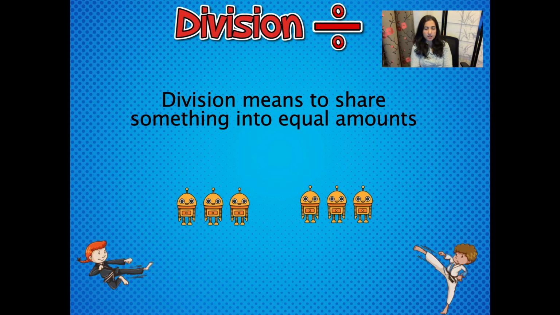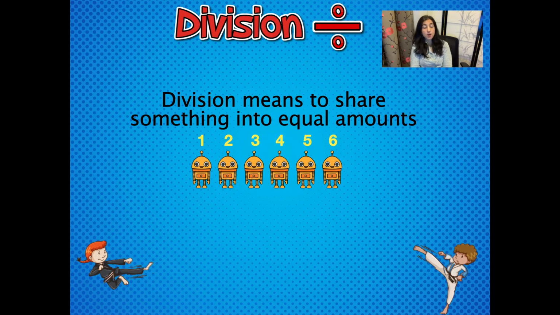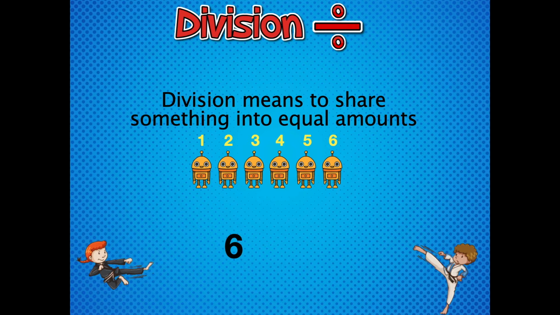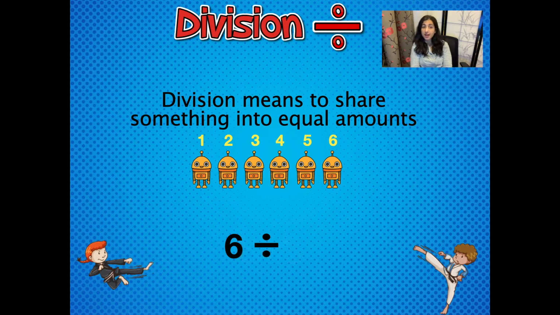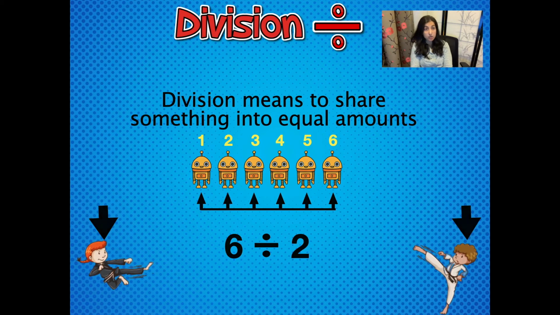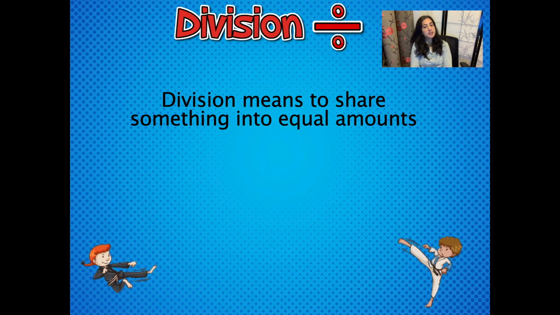Let's put them back over here. And for these 6 robots, how would I write this division as an equation? It would be 6 divided by 2. Here 6 represents the number of robots right here, and 2 represents the players. So 2 players. Who are we dividing this amongst? Okay, so 6 divided by 2.